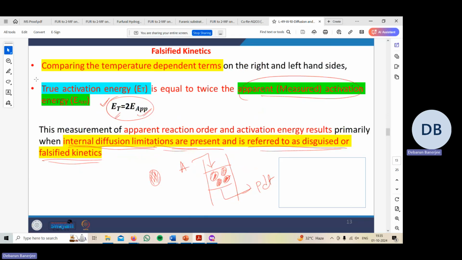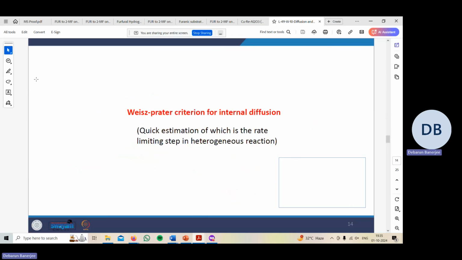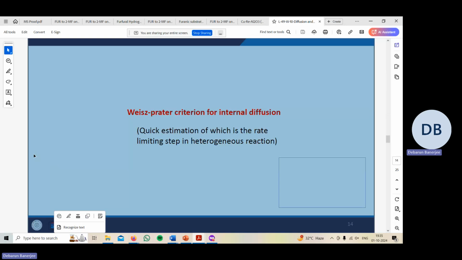The measurement of apparent reaction order and activation energy results primarily when internal diffusion limitations are present, and is referred to as disguised or falsified kinetics. And ultimately, there is a criterion for internal diffusion. It's called the Weisz-Prater criterion, for quick estimation of which is the rate limiting step in a heterogeneous reaction.